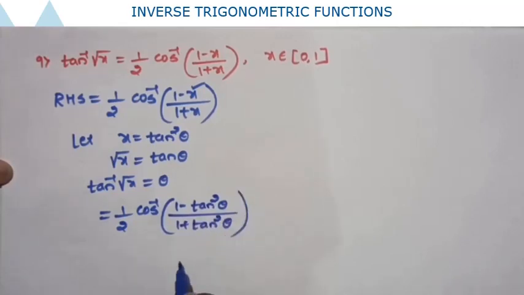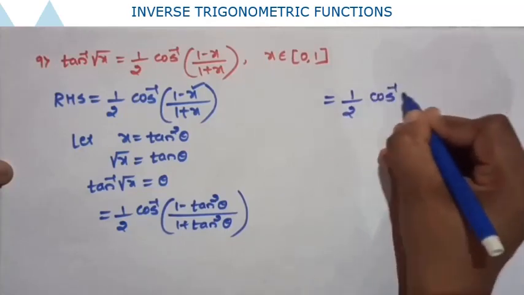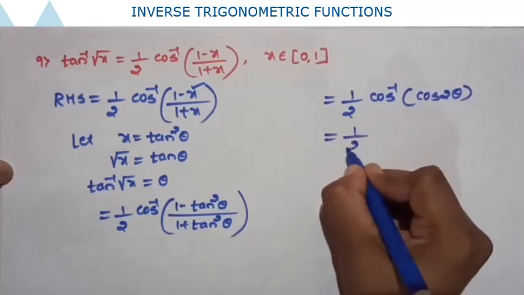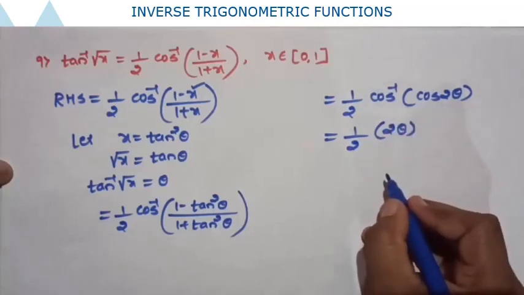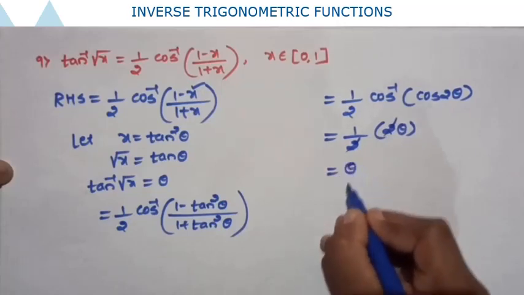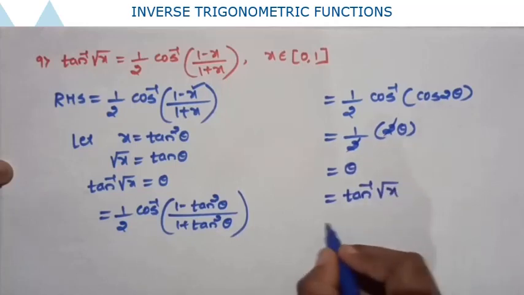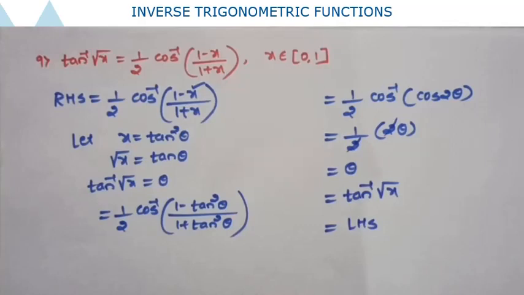By trigonometry we know that this is the formula for cos 2 theta in terms of tan theta. So this becomes 1 by 2 into cos inverse of cos 2 theta. You know already that cos inverse of cos 2 theta is 2 theta only. So the 2 will get cancelled. What is left? Theta. And theta is tan inverse root x. This is nothing but the LHS. Hope you understood this example.